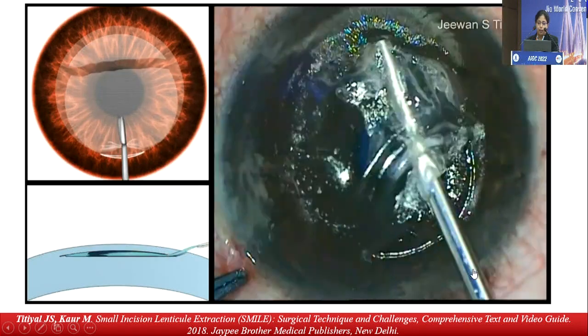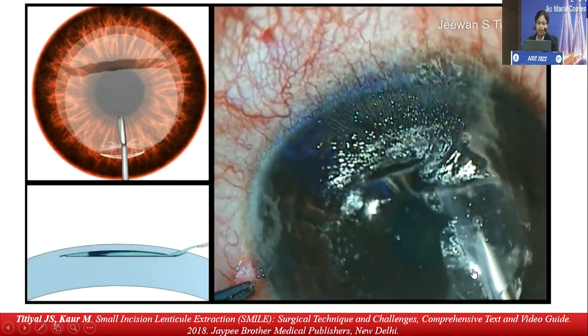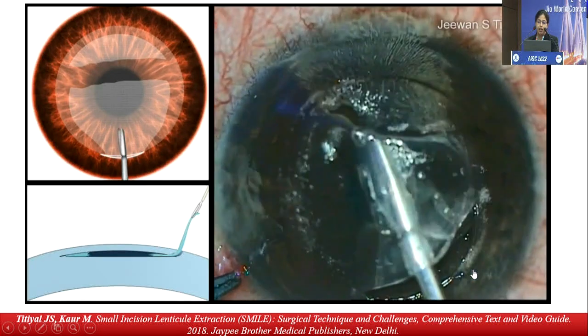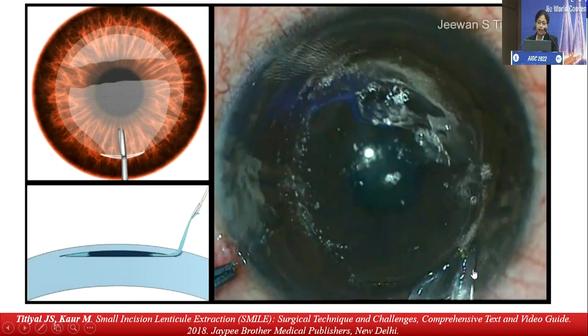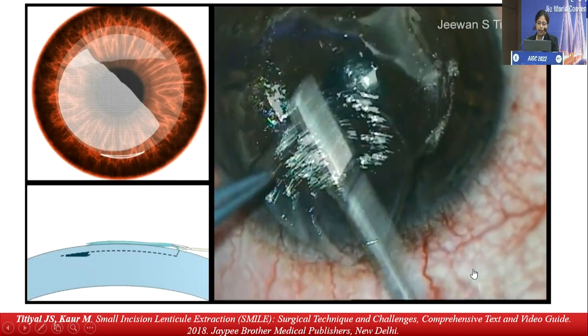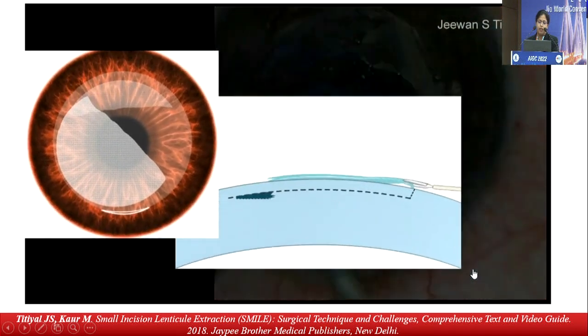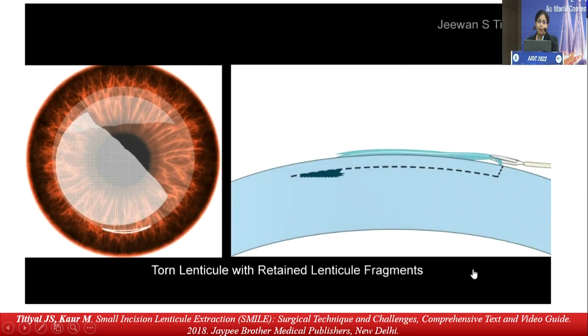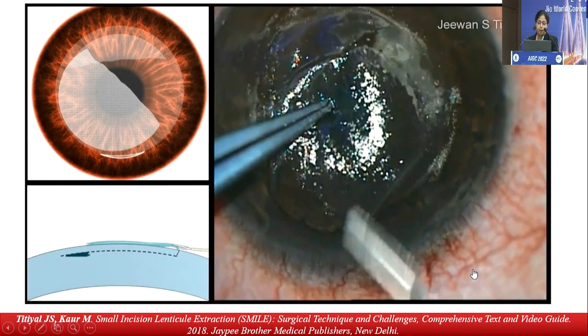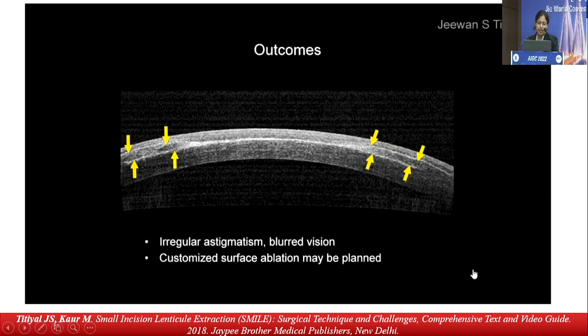However, it was not completely separated from the peripheral adhesions, or what we had was a retained lenticule, a torn lenticule with retained lenticule fragments. So you should always, in challenging cases, examine your lenticule to see if you have left any piece. And once you have a retained fragment, it causes irregular astigmatism, blurred vision, and customized surface ablation may be planned at a later date, but this irregular astigmatism does become challenging to manage.